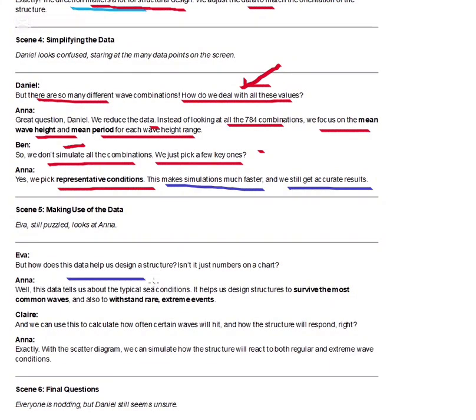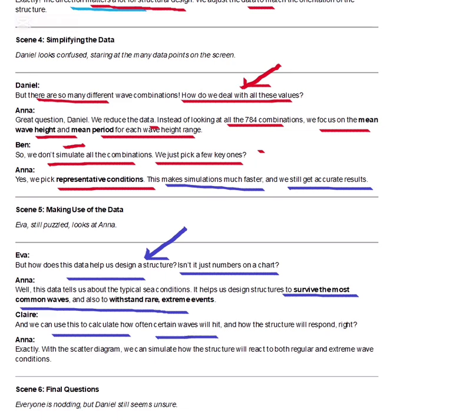How does the data help us design a structure? Isn't it just numbers on a chart? No. This data tells us about the typical sea conditions. It helps us design a structure to survive the most common waves, and also to withstand the rare extreme events, and we can use this to calculate how often certain waves will hit.